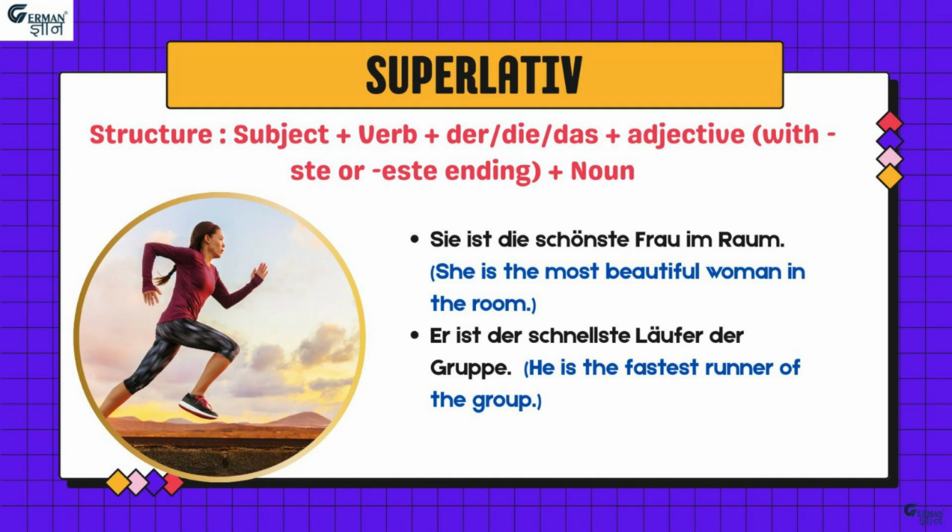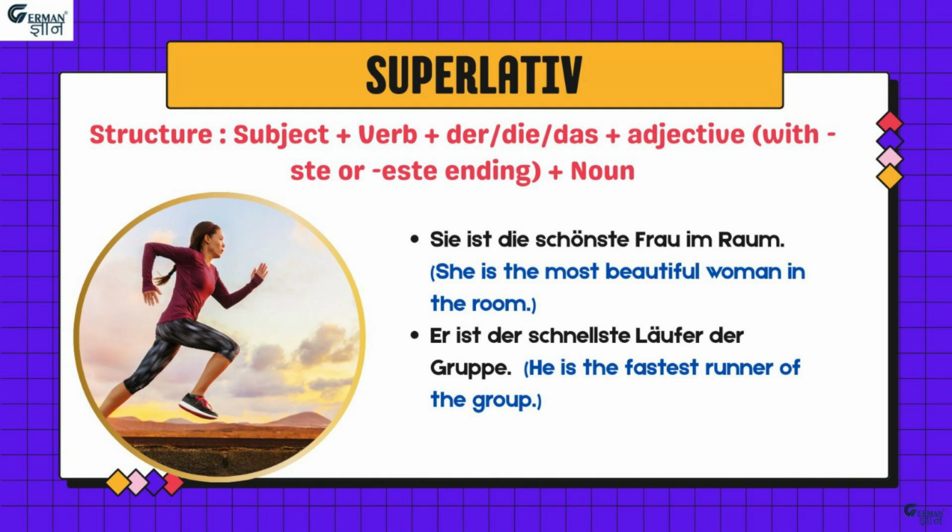Sie is the subject, ist is the verb, then die is the article according to Frau, and the adjective I have used for Frau is schön, and here comes the ending ste, because in the superlative we put the ending. So the sentence translation is, she is the most beautiful woman in the room. Now this sentence shows that in that particular room, there is no other beautiful woman except that particular woman.